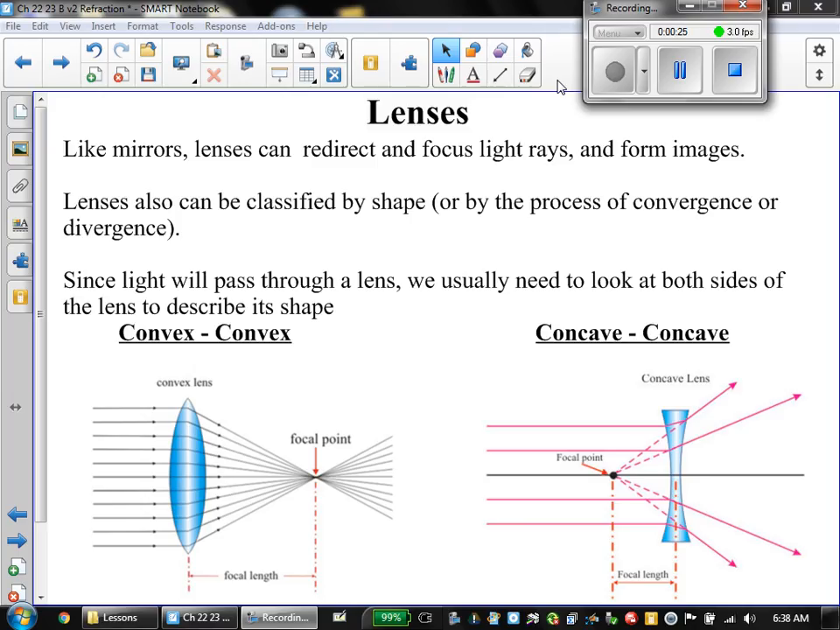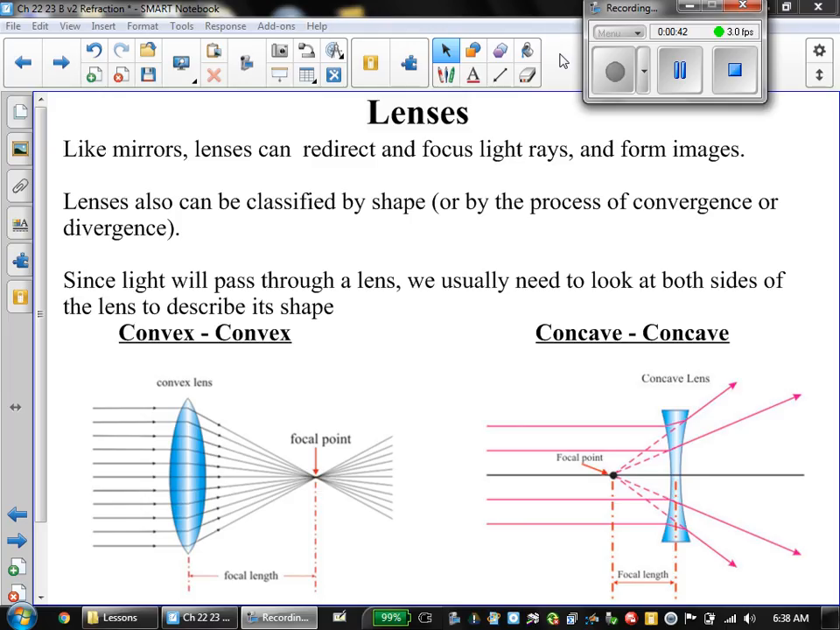So things that are happening behind the mirror are virtual, and we saw that we had to negatize anything happening behind the mirror. So if we formed an image behind the mirror, we had to say the image distance was negative. The height of the image was negative. If we used the focal point behind the mirror, then we had to make that negative.